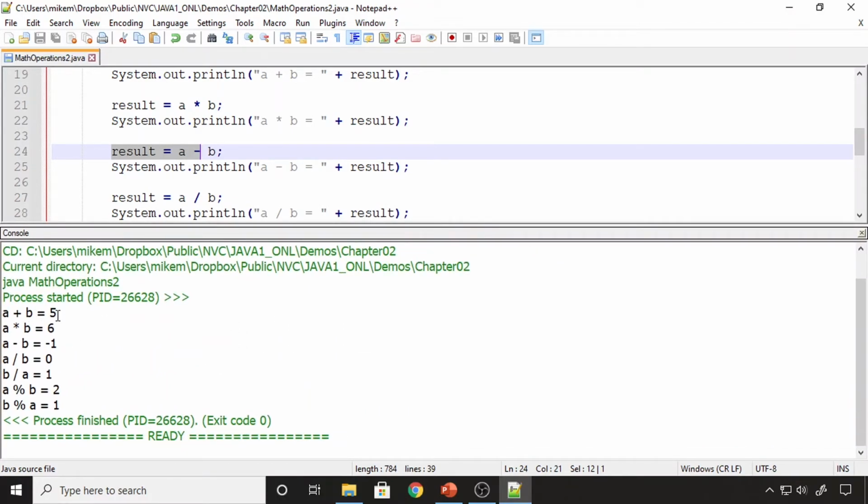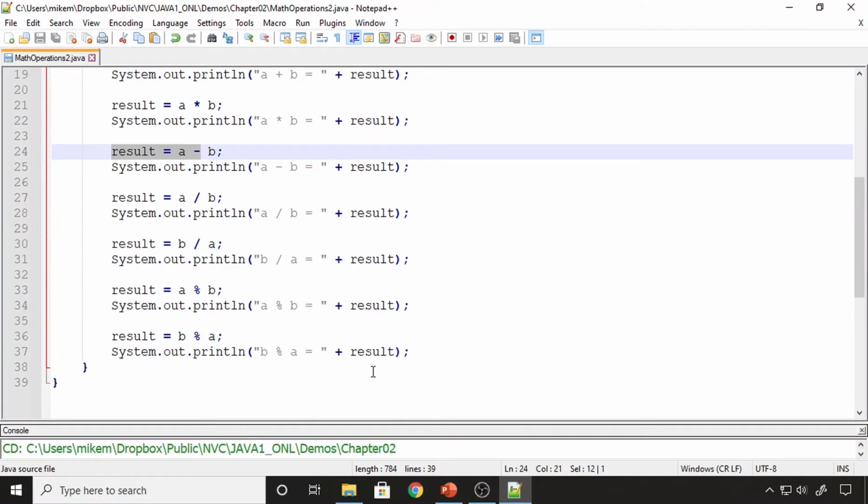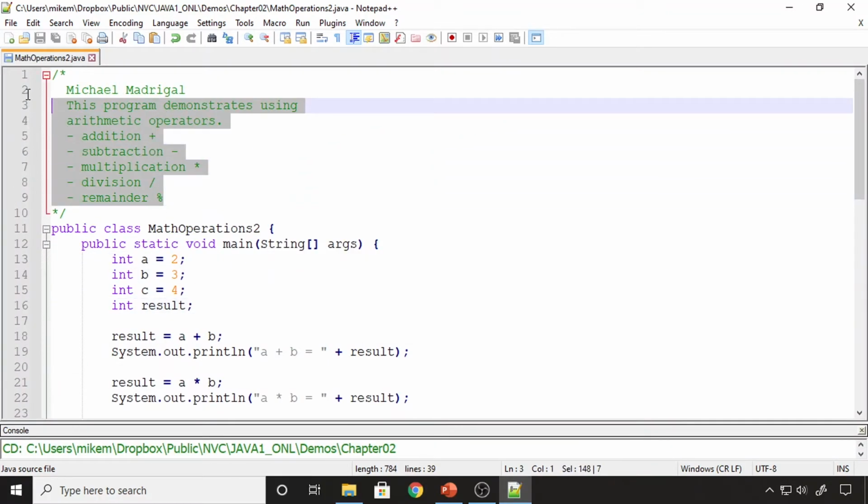So A plus B is 5, A times C is 6, A minus B, A is 2, B is 3, we get the -1. There's a result of division, there's a result of division, but B divided by A. The remainder, A divided by B: since A is 2 and B is 3, B did not go into A, so the remainder is 2. So B is 3, A is 2, so when you divide 3 by 2, the remainder of that is 1. That's the example of using these arithmetic operators.